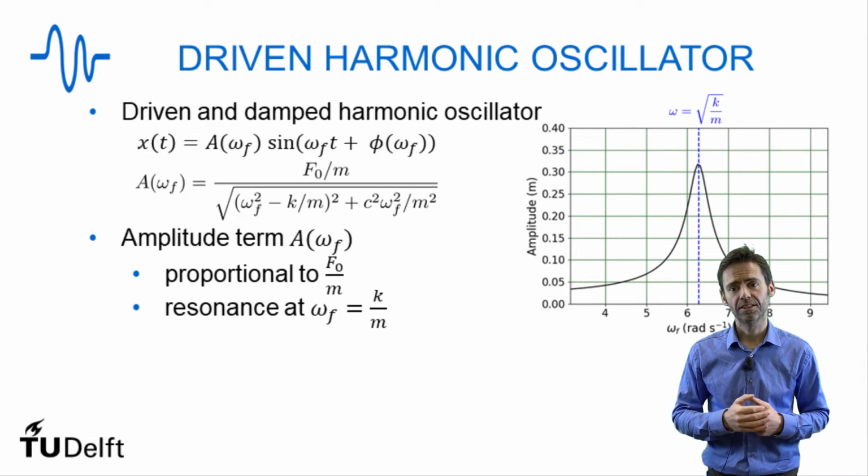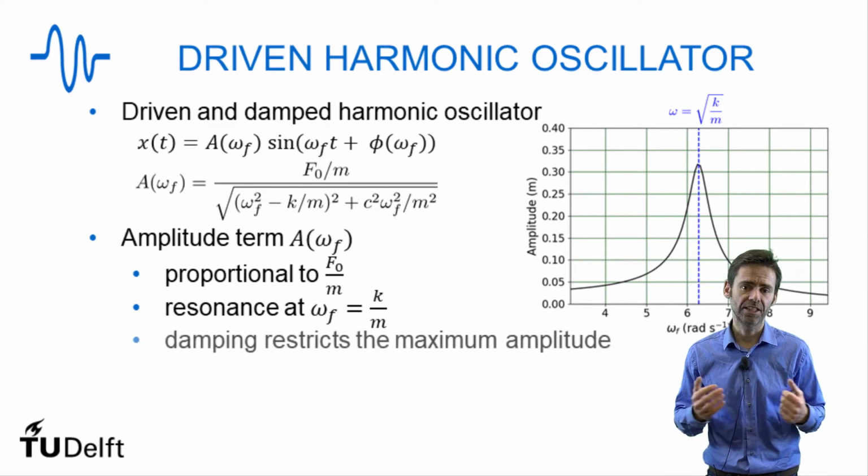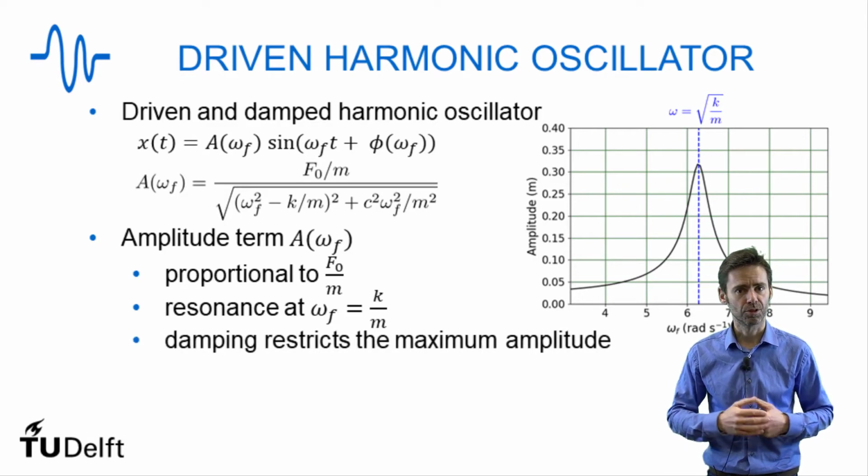Now finally, there's also a second term in the denominator, c squared omega_f squared divided by m squared, and that is due to the damping. And essentially that restricts the amplitude from going to infinity.